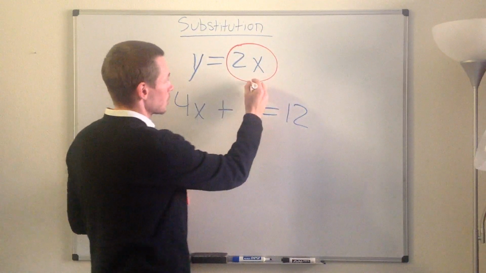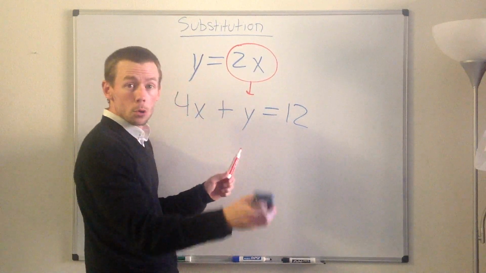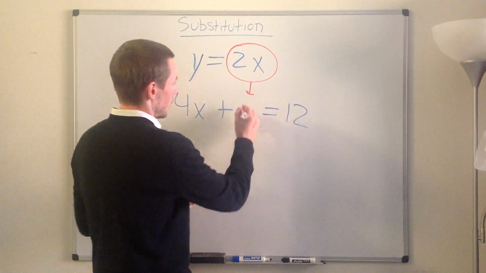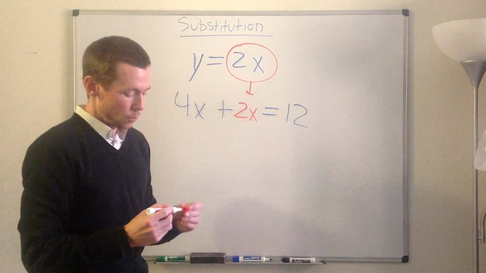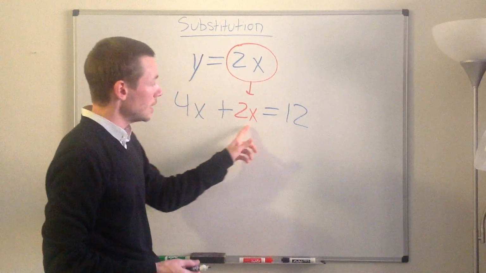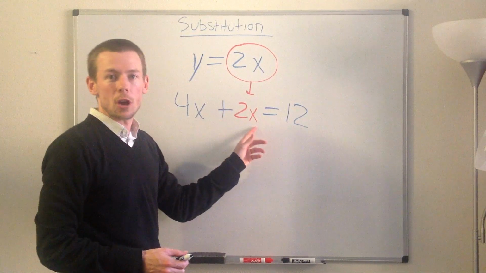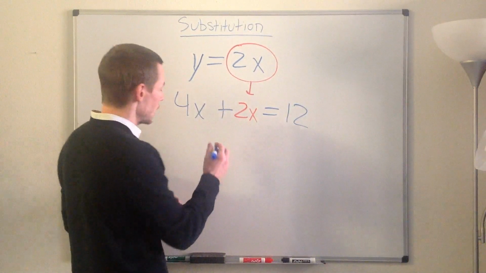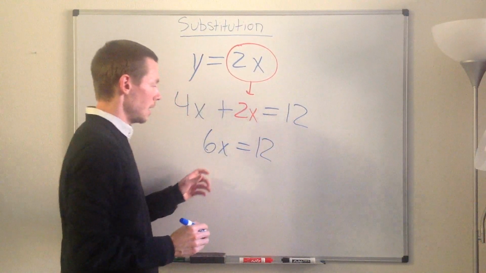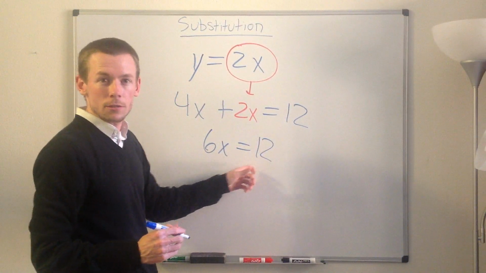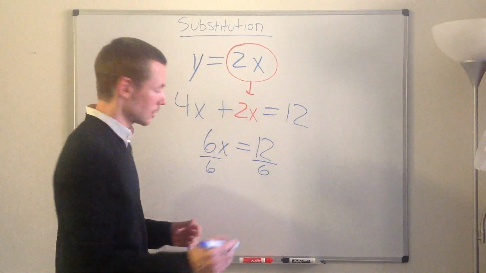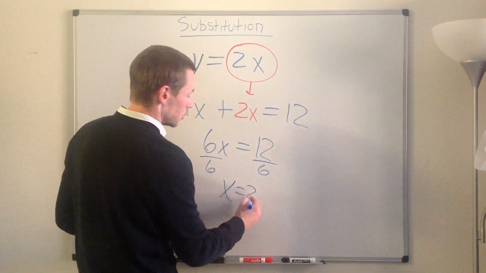So what I can do is take this 2x, remove y, and put it in right there in its place. So now what I can do is combine these, since they're like terms, and start to solve for x. So 4x plus 2x equals 6x, and therefore 6x equals 12, and to find x, I divide both sides by 6, and x equals 2.